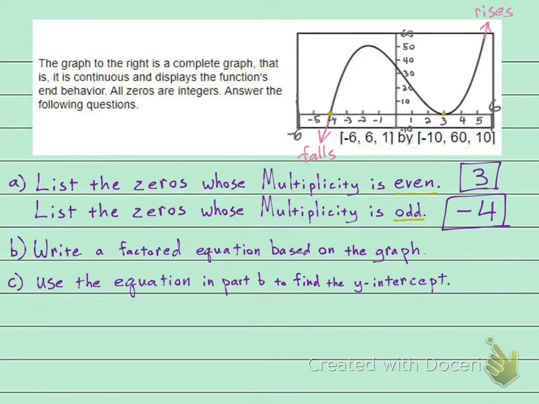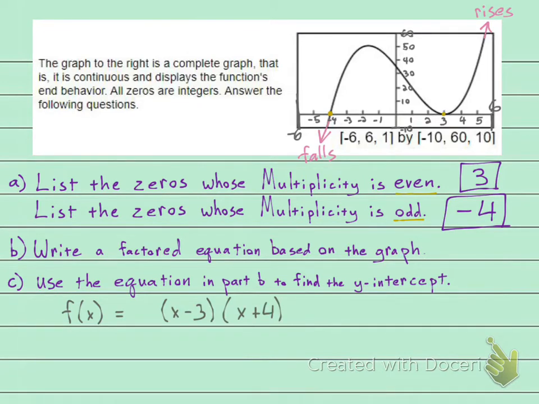The second part of this is asking us to write a factored equation based on the graph. So we're going to write our polynomial equation, f of x. I know that from my zeros, I have a 0 of 3 and a 0 of negative 4. My factors based on those zeros are going to be x minus 3 and x plus 4.